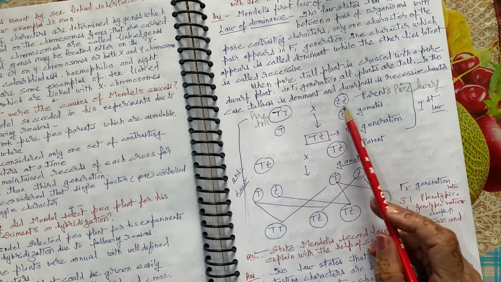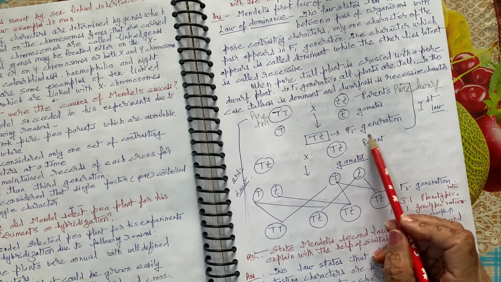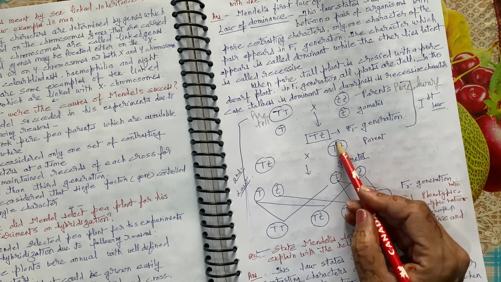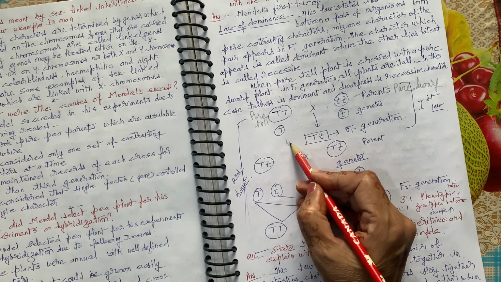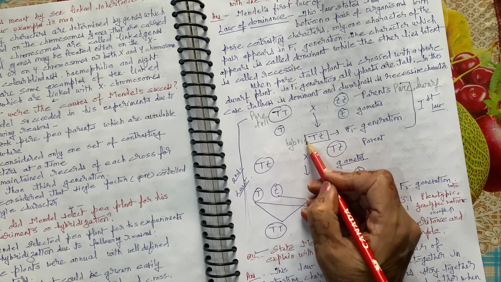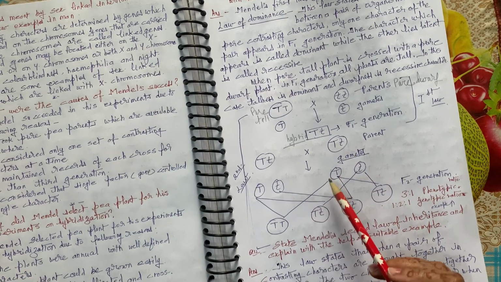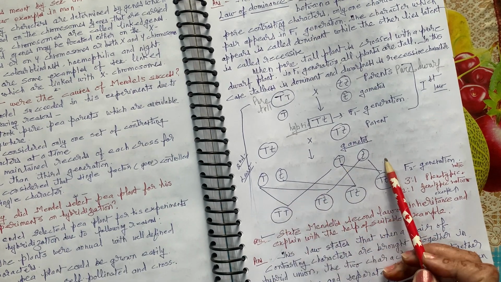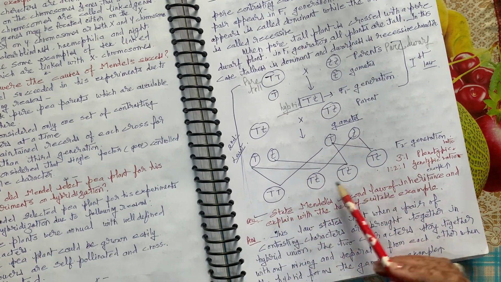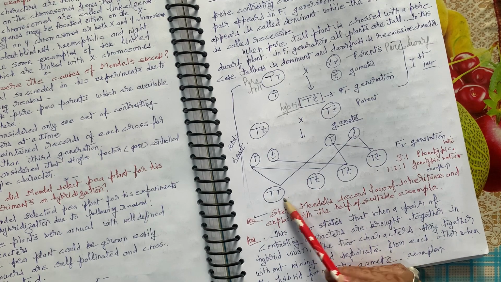देखिए, पहले pure tall को cross किया तो first generation में हमको tall hybrid plants मिले, and they are all hybrid. ये सारे hybrids हैं. When these hybrids are self-crossed, then in the second generation we get 4 types of the gametes. When they are self-crossed, then we are getting 1 pure tall, 2 hybrid.